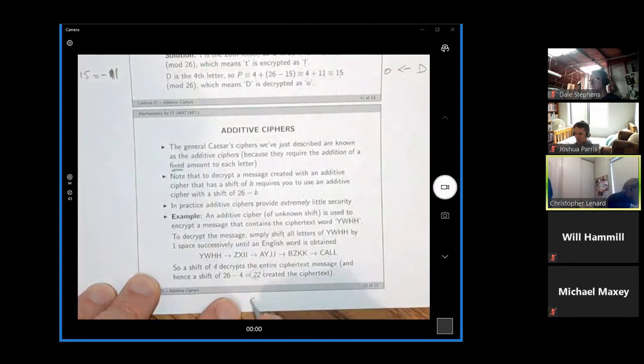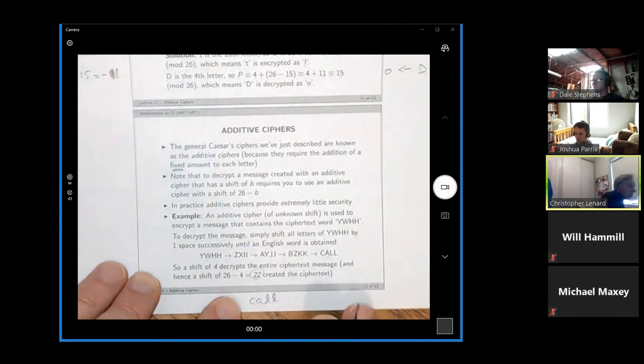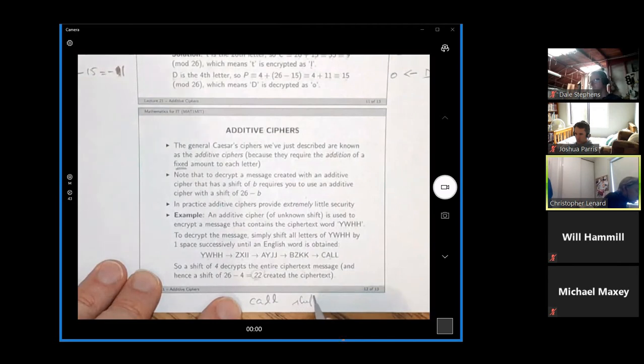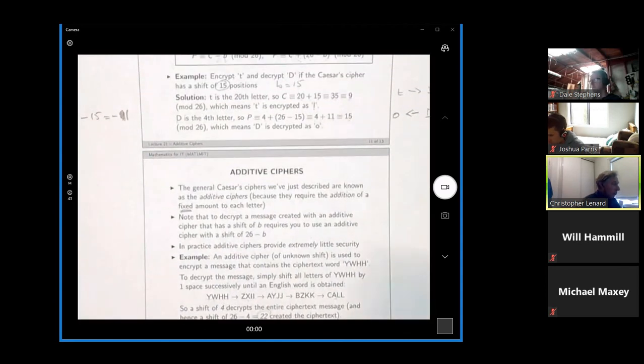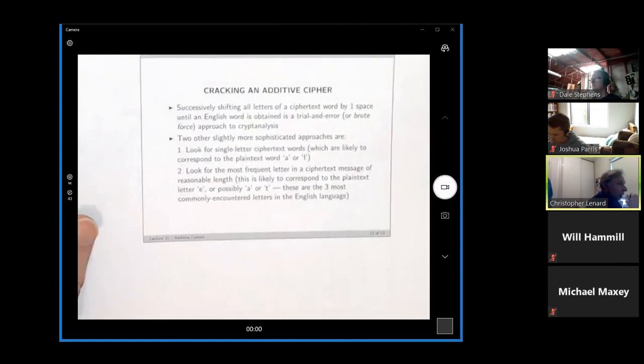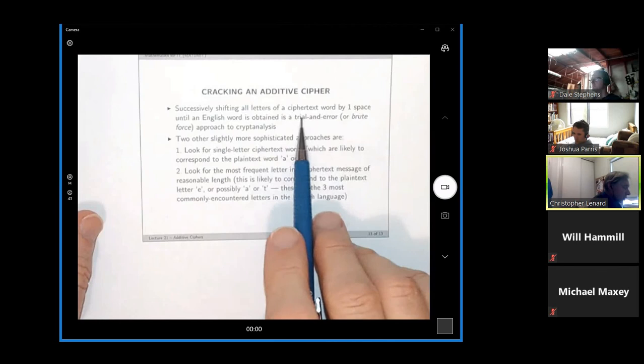So if you take C-A-L-L, and you shift by 22, that gets you to YWHH. So it's really easy to crack. And basically, you're using brute force. You're just trying every shift, so called brute force, or sometimes trial and error.